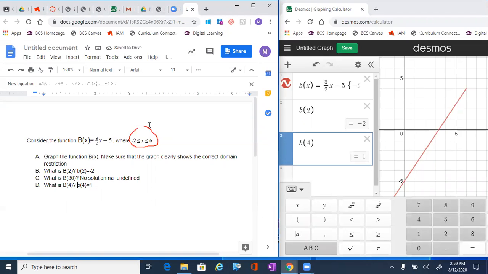As a hint, what you should be able to see is this 4 is the x. That is going to be our x answer. And that means that that 1 is our y answer. Hope that helps out with graphing these things on Desmos.